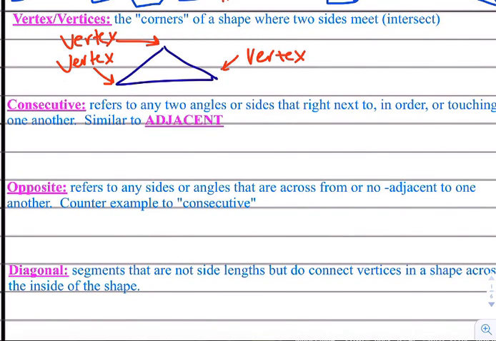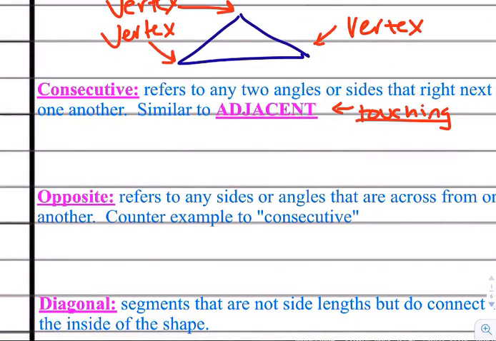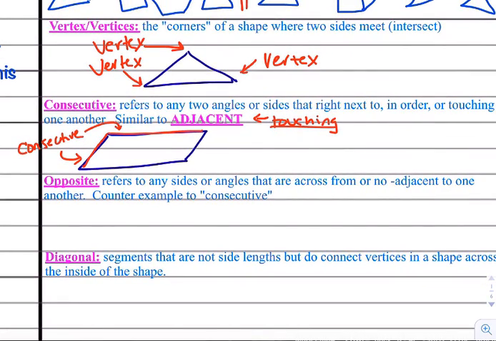Consecutive. This is similar to adjacent. Adjacent just means touching. The term consecutive just refers to, within a polygon, two things that are touching or adjacent to one another. Let me draw this one. Adjacent sides would be like this side and this side. These are adjacent or consecutive, because they're right one after the other. So those are consecutive sides.